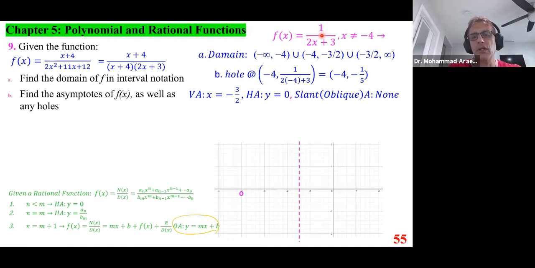So here's your vertical asymptote, and I can't draw that, but this would be it, and by the way, it's a dashed line. So this would be your horizontal asymptote.